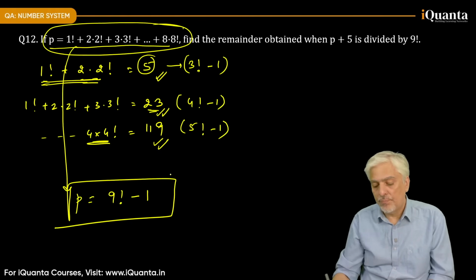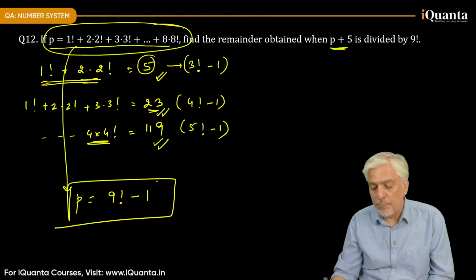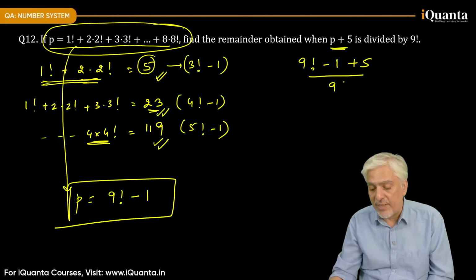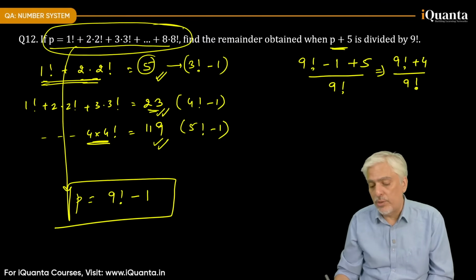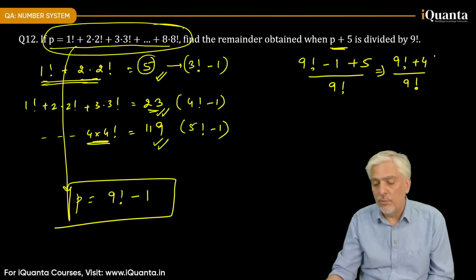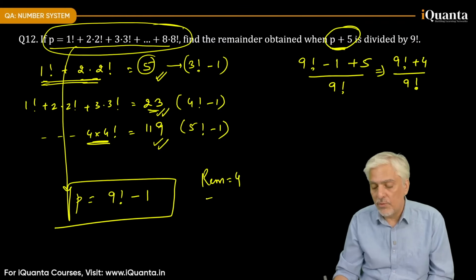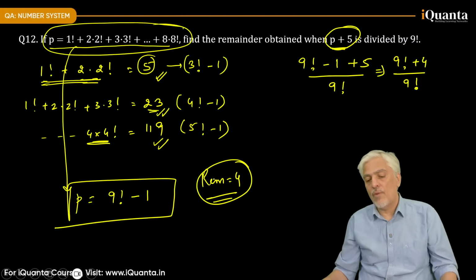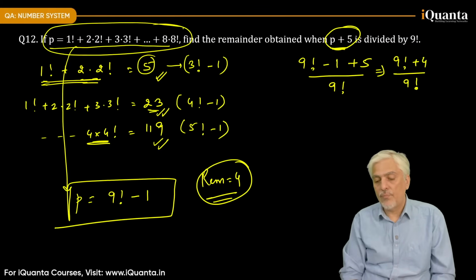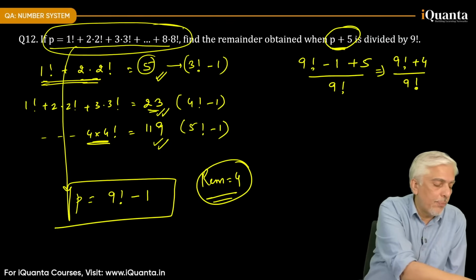हो गया. Put it over here. P plus 5. 9 factorial minus 1 plus 5. Divide by 9 factorial. 9 factorial plus 4. Divide by 9 factorial. So remainder is 4. What are you saying, Tejaswani? Remainder is 4, no? P plus 5 tha. So remainder is 4. Everybody understood? Check properly.